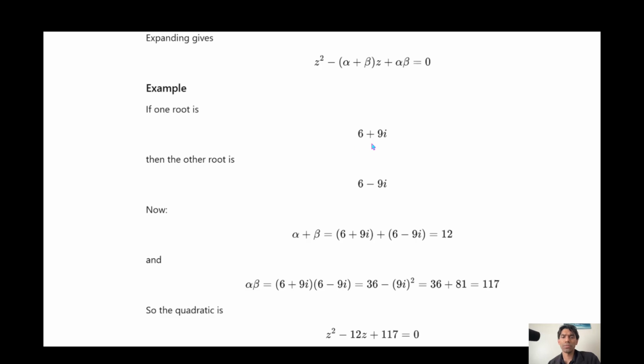If one root is 6 plus 9i, then the other root is 6 minus 9i. Therefore, we end up with alpha plus beta is now 6 plus 9i, that's alpha, plus 6 minus 9i, which is beta, is equal to 12. After that, we have alpha multiplied by beta, which is equal to 6 plus 9i, multiplied by 6 minus 9i, is equal to 36 minus 9i squared, is equal to 36 plus 81, which is equal to 117. So the quadratic is z squared minus 12z plus 117 is equal to 0.